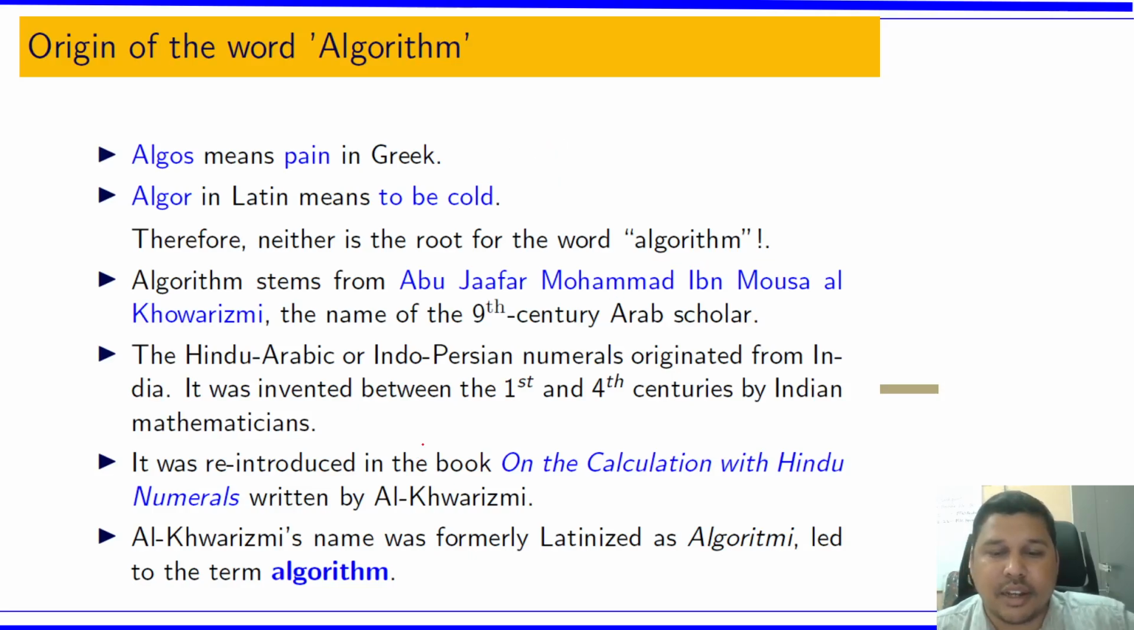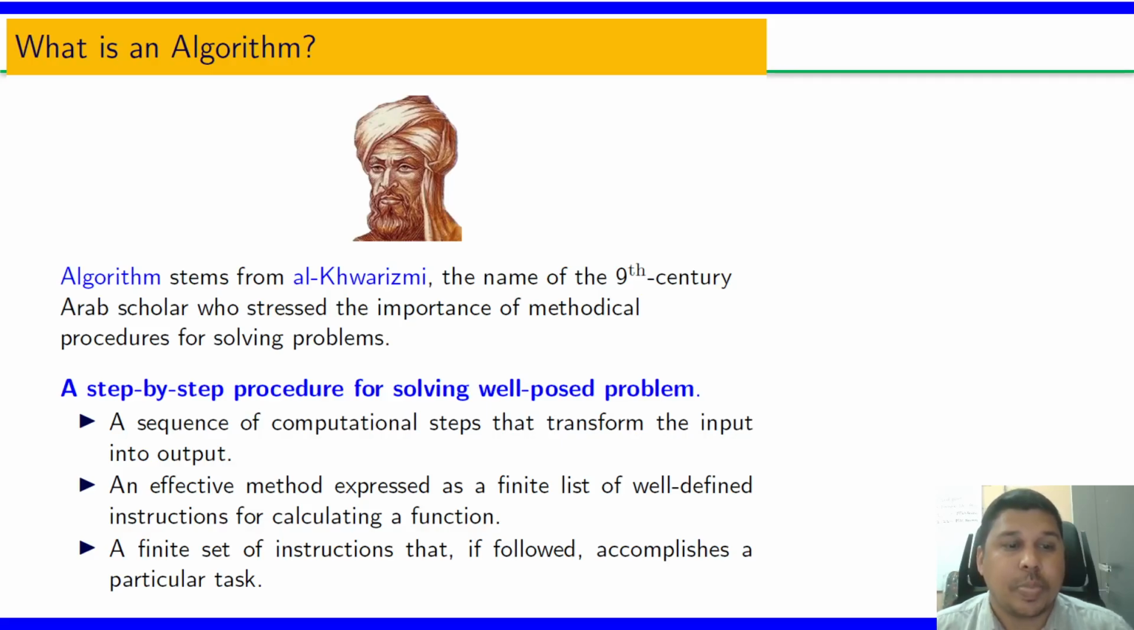We get this word algorithm from a scholar of the 9th century. Slowly his name was Latinized as algorithmi, which led to the term algorithm. So based on his name, a 9th century Arab scholar, we got this name algorithm. So what is his definition of algorithm? A step by step procedure for solving a well posed problem is an algorithm.